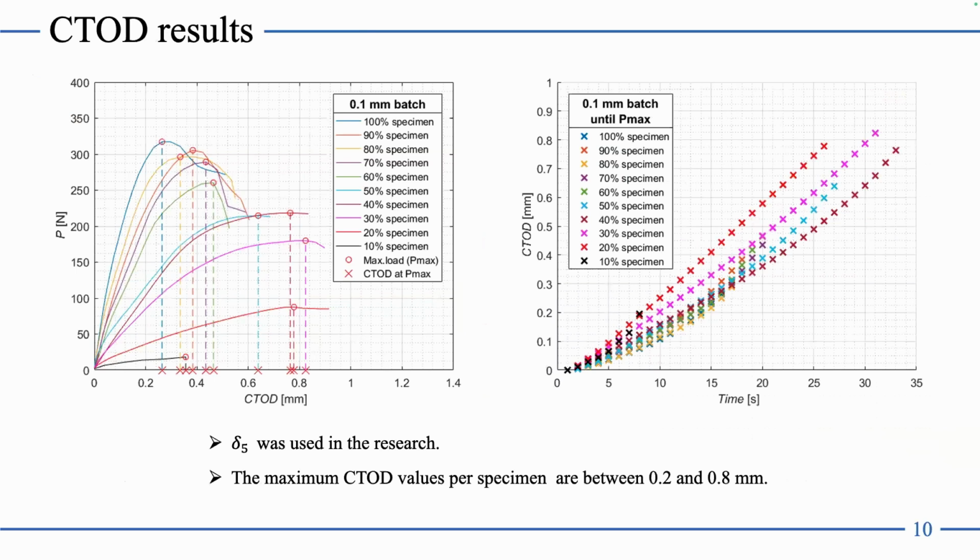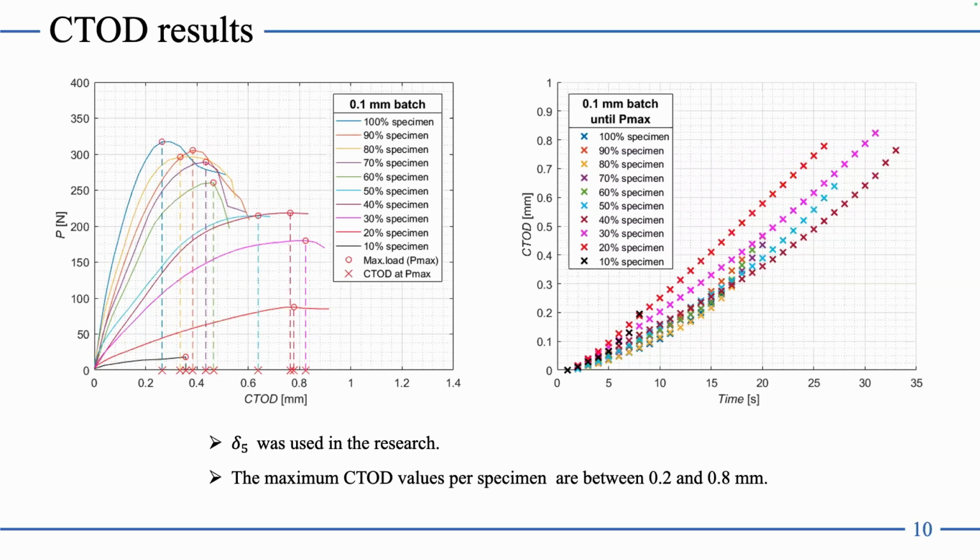Some of the CTOD results, just to point out that all of the specimens actually failed very quickly. Concerning the CTOD data, we didn't receive more than 1 millimeter of crack opening displacement at the tip. So the tests were pretty fast, and even the crack propagation, the delta A, was quite small in this case. So as for the CTOD, we used the delta 5 interpretation.